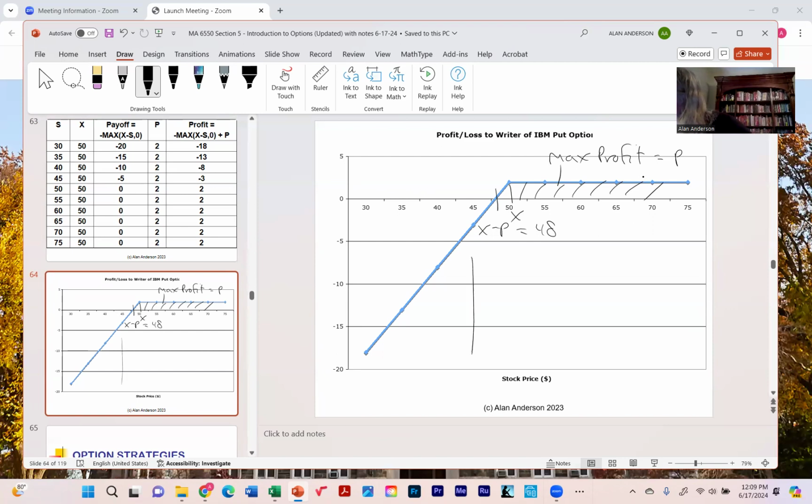Okay. And of course, you recall from the buyer's perspective, this is our maximum loss of P dollars, which is 2 in this case.